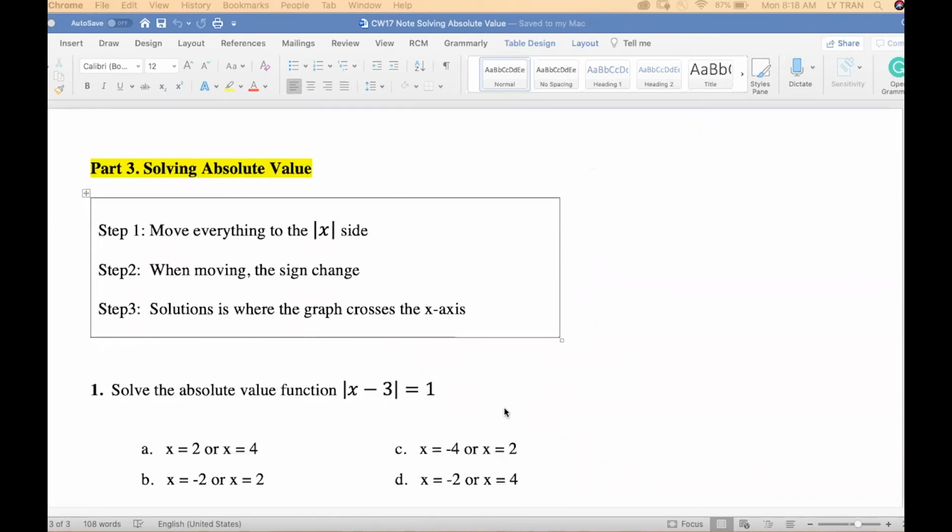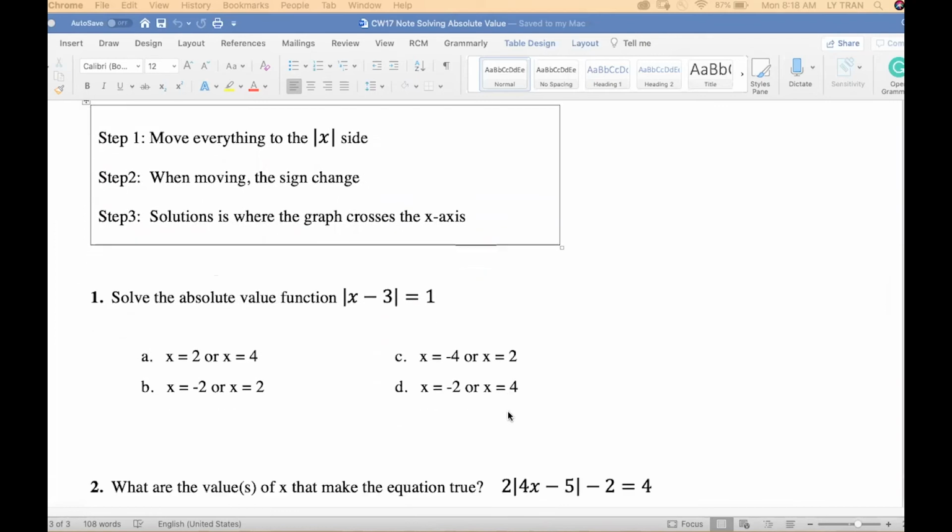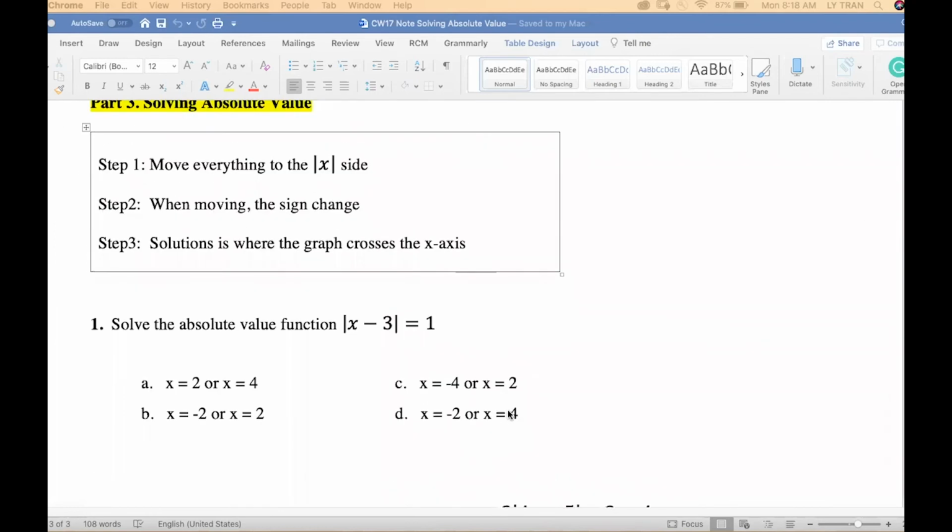Okay, so here are a couple of steps. I already showed you how to solve it earlier by moving to the other side, and we did the same thing with quadratic. So this works exactly the same way. How can we do that? Step 1, we're going to move everything to the absolute value sign. As you can see right here, if this is my equation, the most special thing in here is the absolute value. So by all means, common sense, we're going to move everything to the absolute value sign.